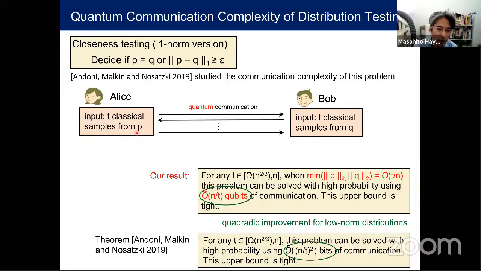You don't consider that setting. Yes, that's the point. I said that setting is a little bit strange because we are comparing classical and quantum samples. They are not the same. So in this new setting, all the samples are classical, purely classical. But I allow quantum communication.